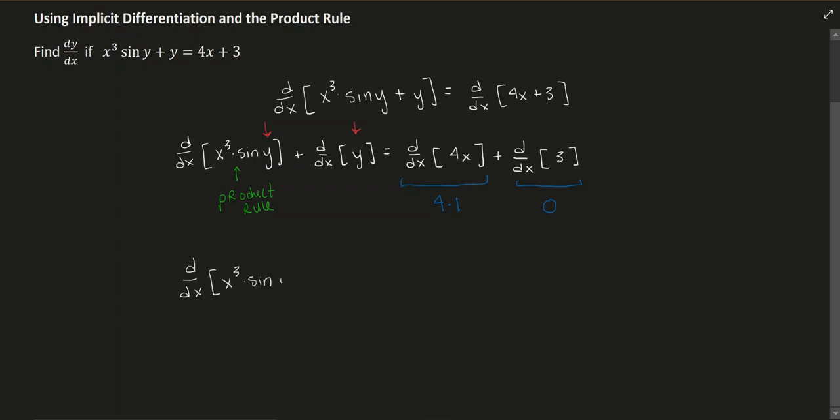So I'm just bringing down the terms on the left side. We haven't taken those derivatives at all. And then we're rewriting the right-hand side equal to 4, since we took the derivatives on that side already.